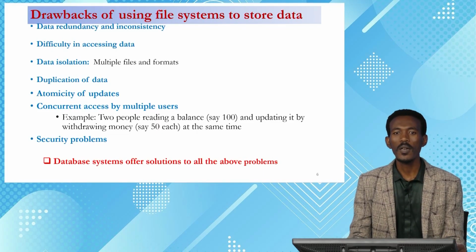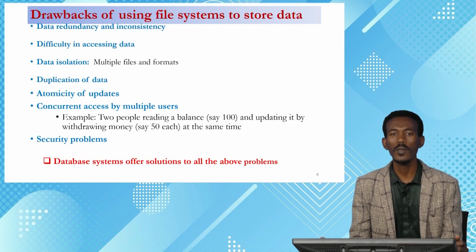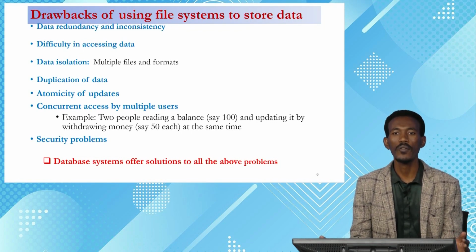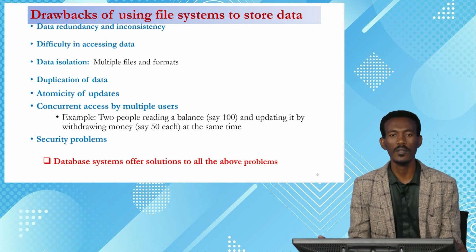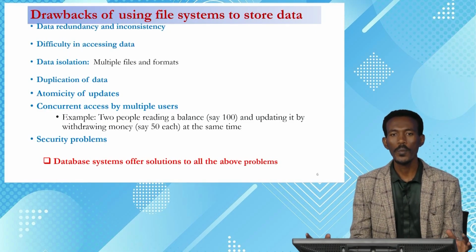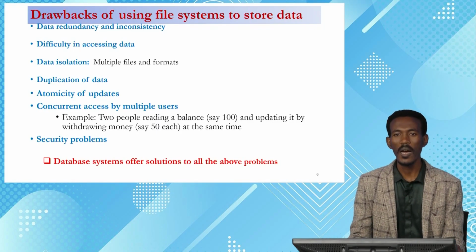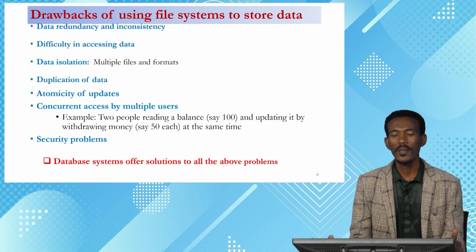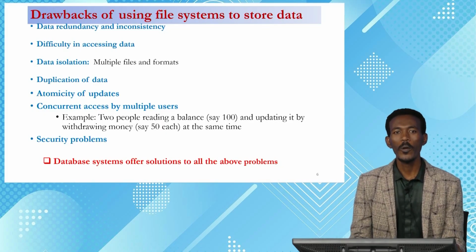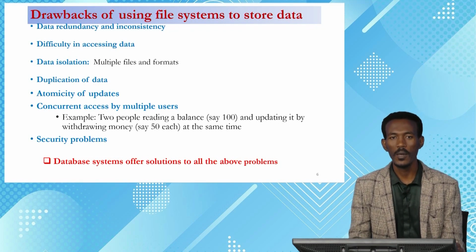The other thing is that concurrent access by multiple users is not possible while we are using these file systems, unlike the database system. For example, when two people read a balance of, say, 100, and update it by withdrawing 50 each at the same time, the data should be updated to show the latest balance. But whenever we are using this manual file system, it cannot do so. So concurrent access by multiple users will lead to update problems.